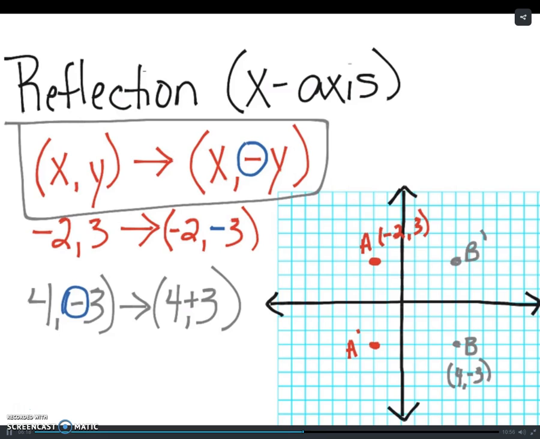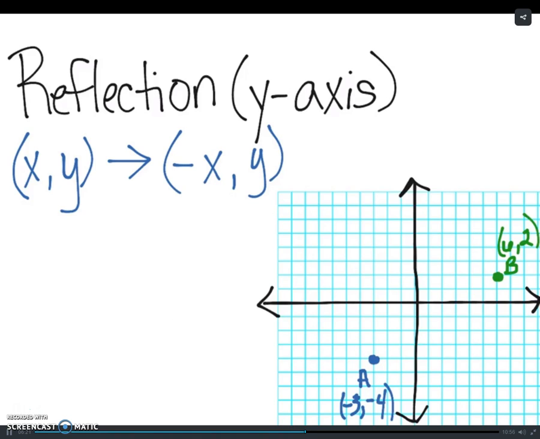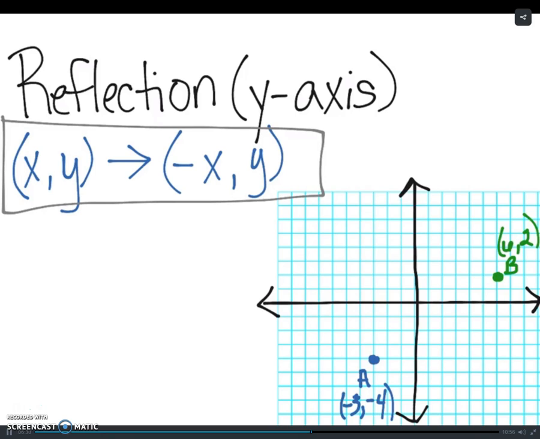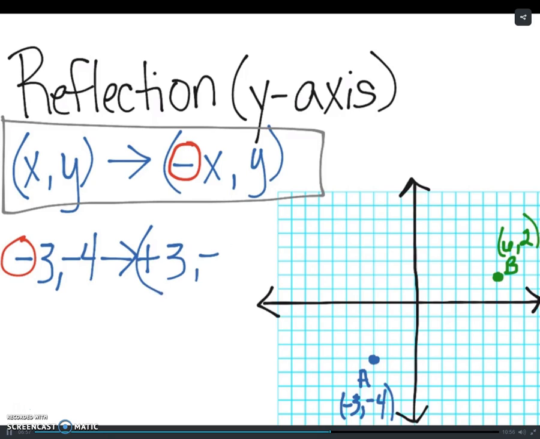Okay, so let's talk about reflection across the y-axis now. Our formula has changed a little bit this time. For reflection across the y-axis, we're going from coordinates (x, y) to (-x, y). So again, the thing that's changing here is the sign in front of the x value. For example, we're reflecting point A, whose coordinates are (-3, -4). The only thing we're changing is the sign in front of the x value. So that means instead of -3, it's going to be +3, and the y value stays exactly the same. So it's going to be -4.